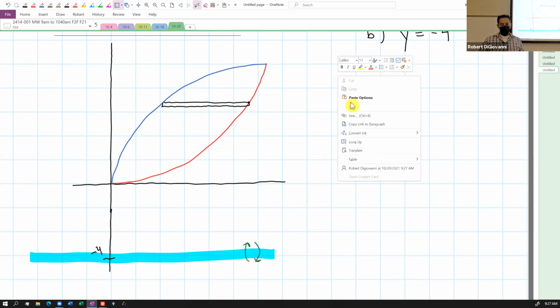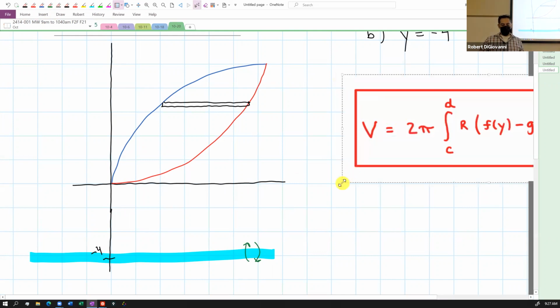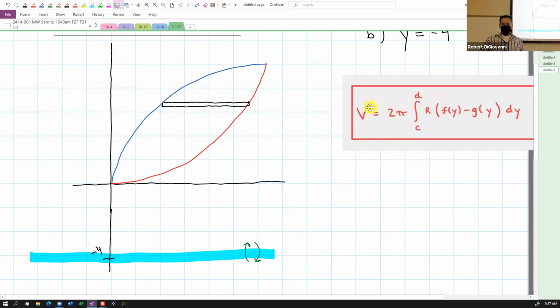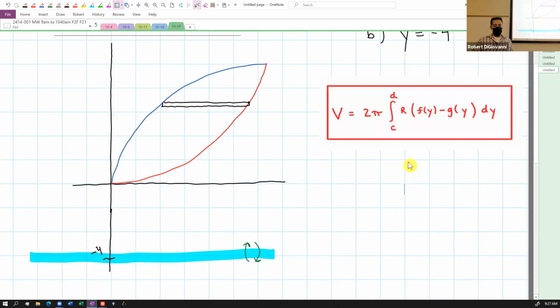So we should still have that same formula, shouldn't we? The only thing that's going to change is what? R. It's the only thing that changes. We still have the function on the right. We still have the function on the left. It's just the distance from the axis of rotation to the rectangle.